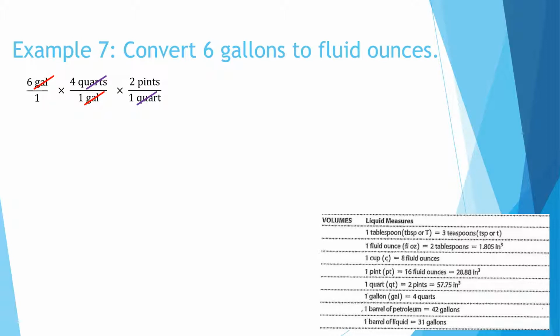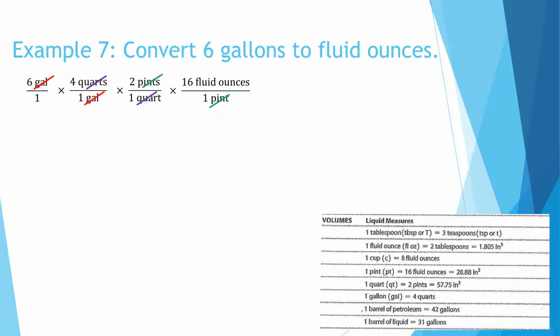And then our last conversion factor that we need to multiply by, it says that 1 pint is the same thing as 16 fluid ounces. So put pints in the denominator, so it'll cancel with pints in the numerator. So we're multiplying by 16 fluid ounces over 1 pint. Cancel out the pints. And we're done. We are down to fluid ounces, which is what we wanted to have in our answer.